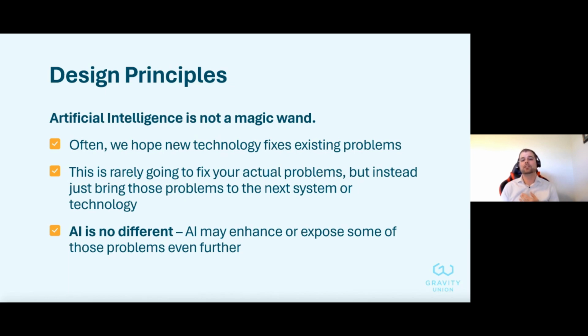So we often hope that new technology will fix our existing problems, but generally that doesn't happen. Instead, it just brings those problems into the next system or technology, right? Rather than fixing what is an issue in one system, you're now bringing those same issues to the next system. AI is no different. In fact, AI may actually enhance or expose some of those problems even further, right? The problems themselves are rooted in your business processes, your content management, your records management, your security structures, and the way that you're handling and developing your content over time.